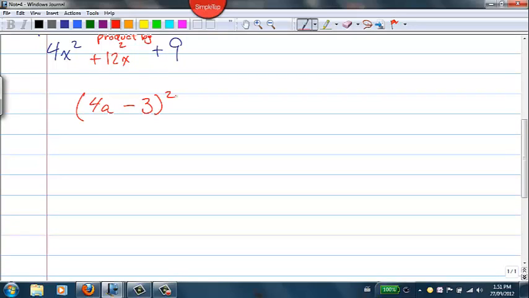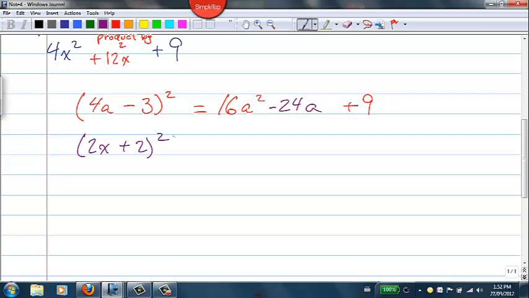Here's another one, 4a minus 3 squared. So if I square the first term, I should get 16a squared. If I square the last term, I should get positive 9. And if I go 4a times negative 3 twice, that gives me negative 12a times 2, which is negative 24a. And there we go.